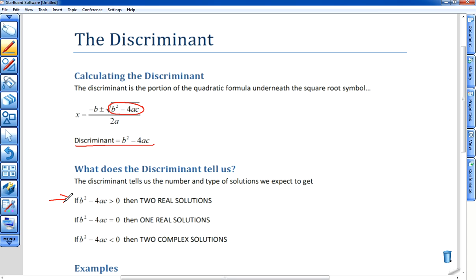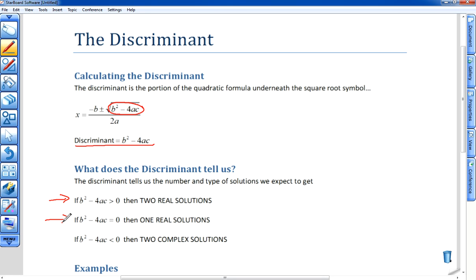Now the next situation is if the discriminant b squared minus 4ac is equal to 0. If it's equal to 0, then the piece under the square root is 0. Square root of 0 is 0. So the plus and minus 0 doesn't do anything different for the two potential solutions, which means that you end up with only one real solution.